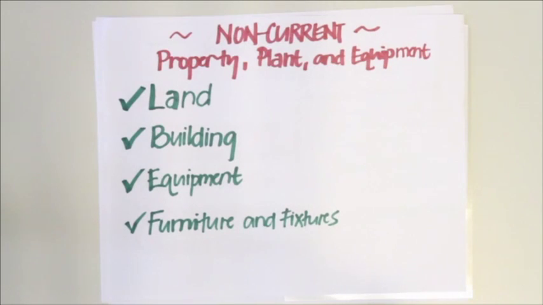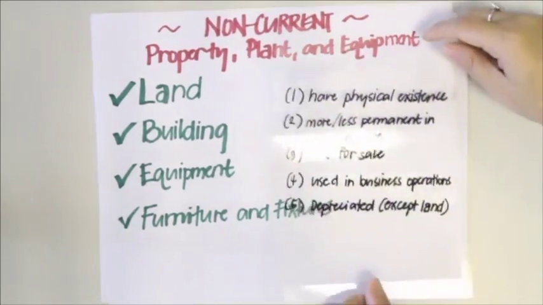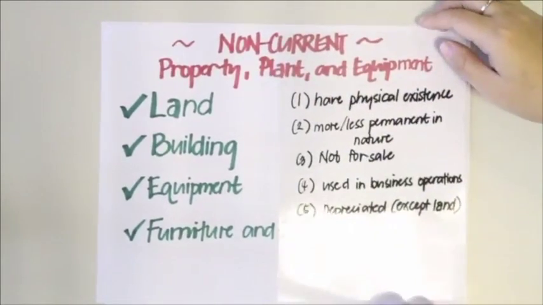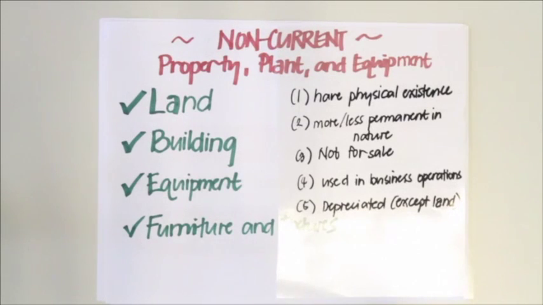In this case, we only focus on property, plant, and equipment. Under property, plant, and equipment, we have land, building, equipment, and furniture and fixtures. These are very basic terms, so I won't be defining them anymore, but just take note that machinery and computers fall under equipment, while tables and chairs are classified as furniture and fixtures. But now, to be classified as PPE, they must meet 5 criteria.